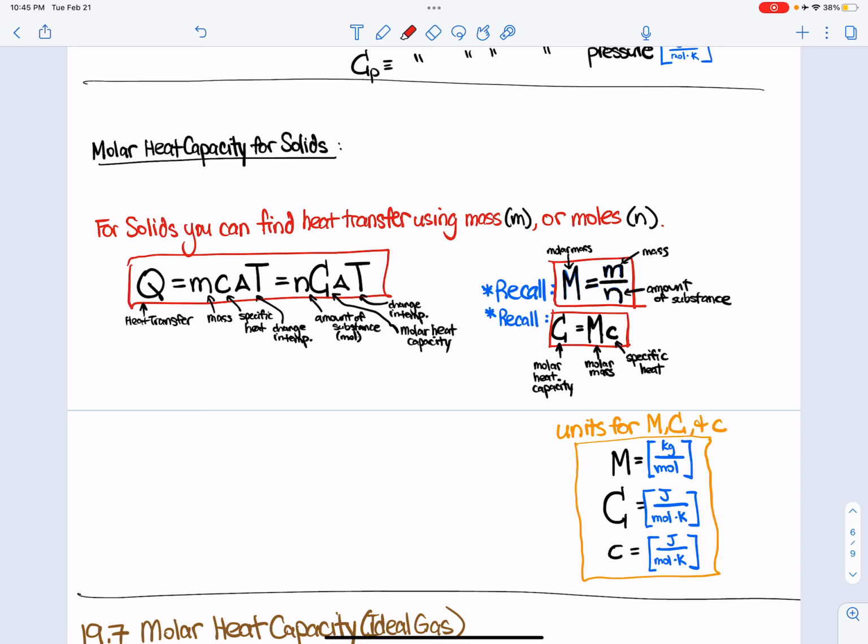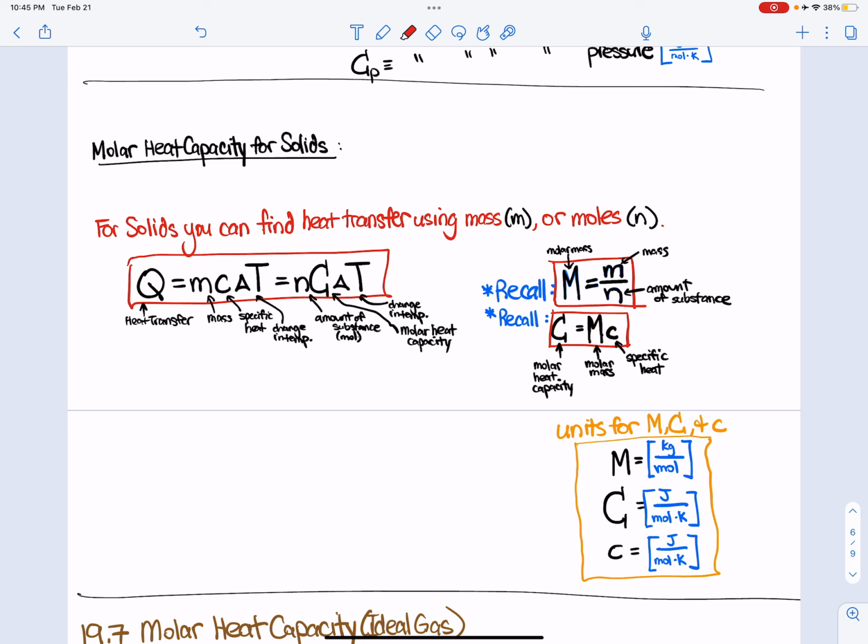Here are just a couple of equations that allow you to move between molar mass and mass, or molar mass and moles, as well as molar heat capacity, molar mass, and specific heat. So molar mass is equal to mass over amount of substance, n, or the moles. And molar heat capacity, or capital C, is equal to molar mass times little c, specific heat.